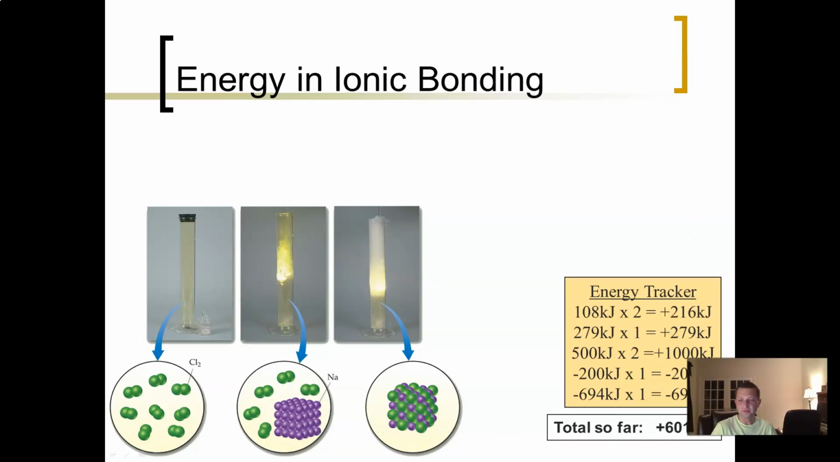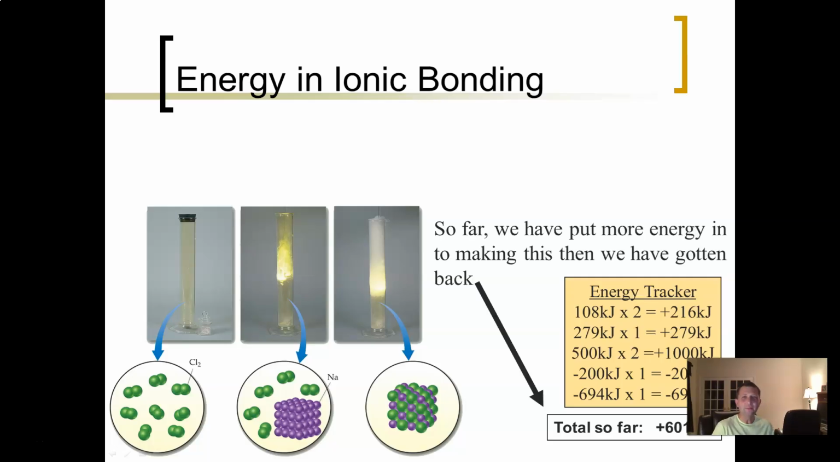So far, I know I'm in the way here, so sorry. So far, we're at 601 kilojoules put into this process. But what do we know about making ionic compounds? Let's take a look at that. So far, we put more energy in than we've gotten back. That's not really a favorable process. A favorable process is usually exothermic, in terms of energy. We'll get into some other reasons why endothermic processes are favorable in a thermodynamic unit, not right now.